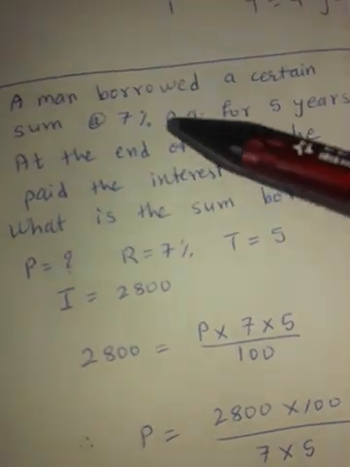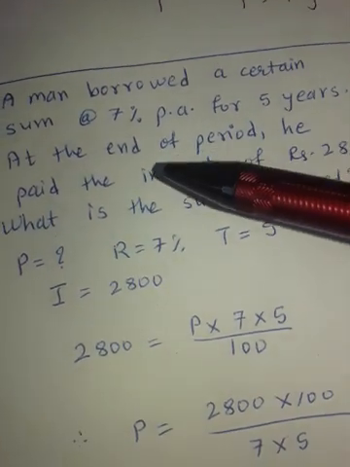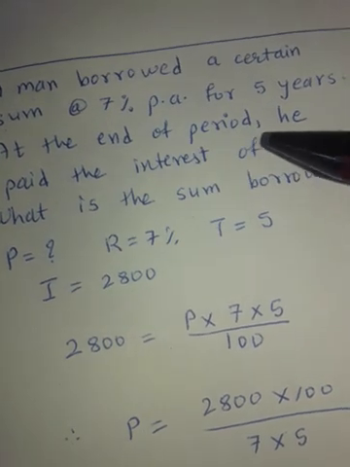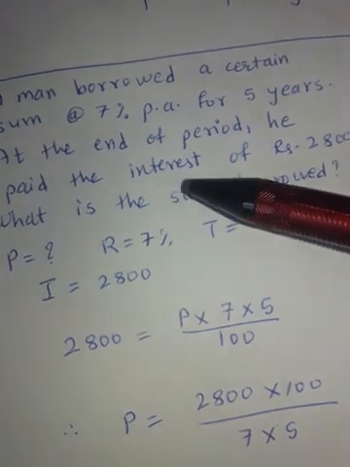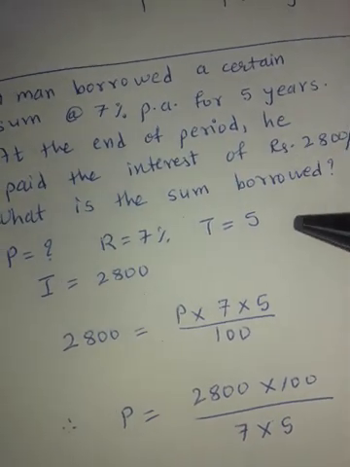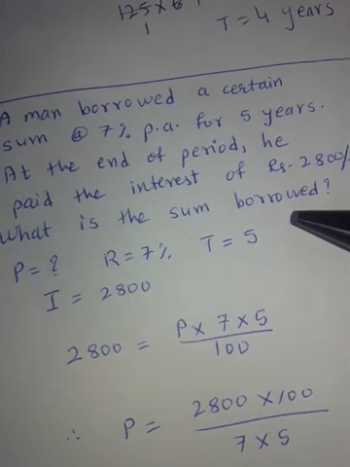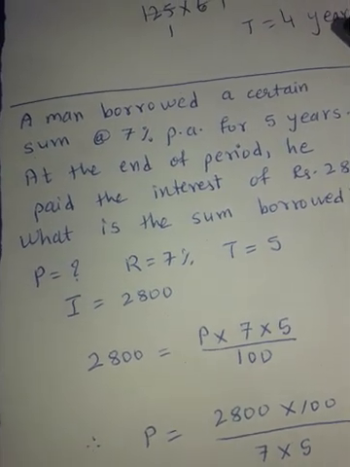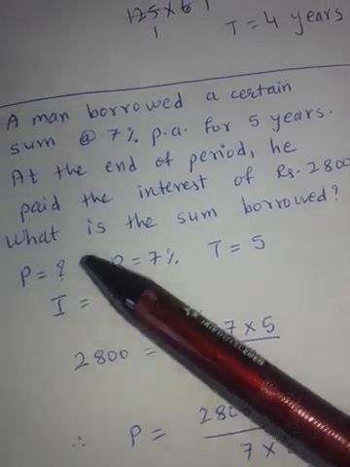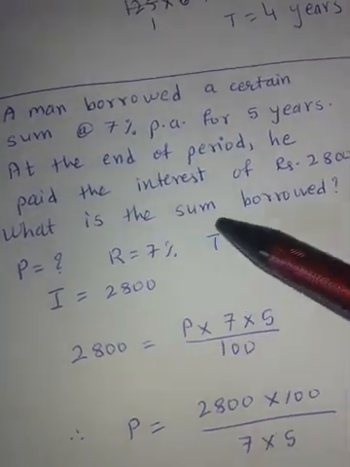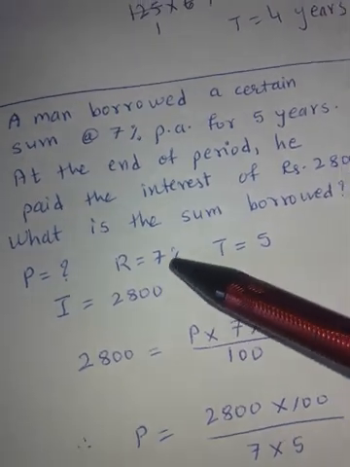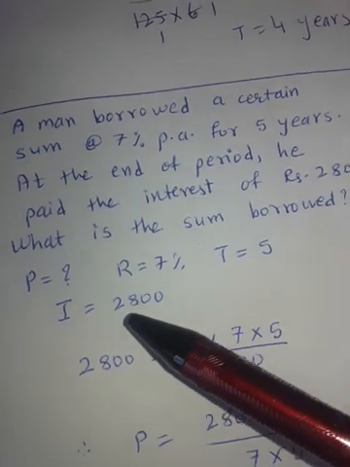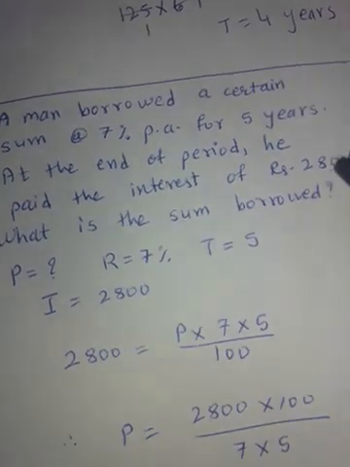Next example. A man borrowed a certain sum at 7% per annum for 5 years. At the end of the period, he paid the interest of rupees 2,800. What is the sum borrowed? So here it is not an investment, here it is a loan. He has borrowed some money. P is unknown. That is the question. What is the sum borrowed? So P is unknown. R is given to me, 7%. Time is also given as 5 years. And interest is also given, 2,800.